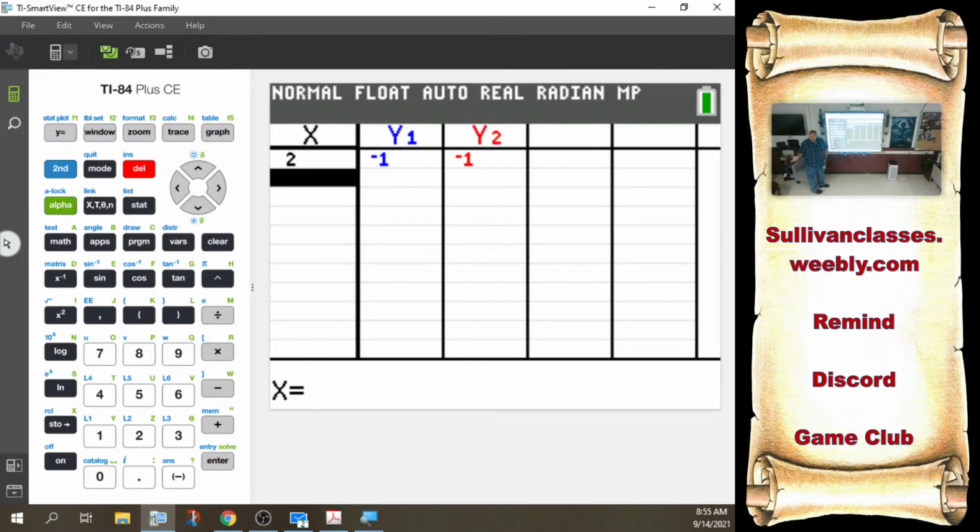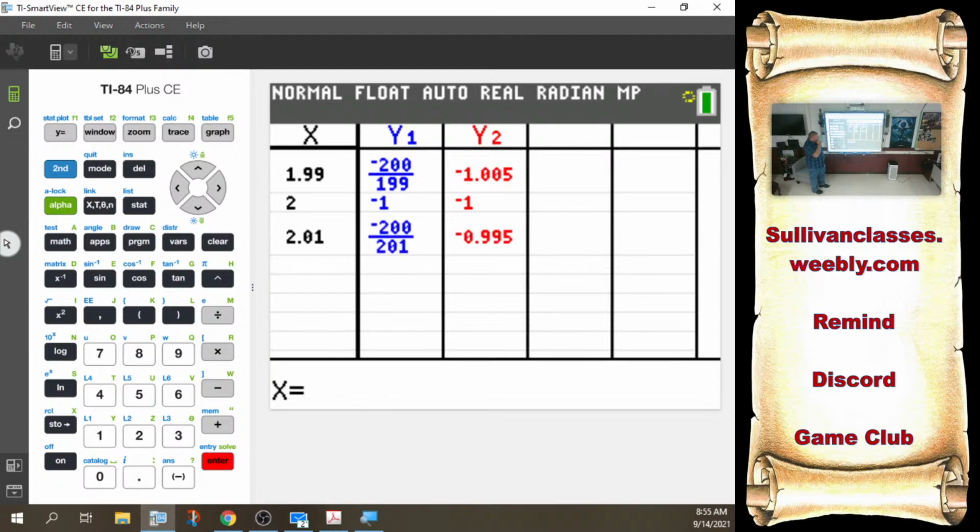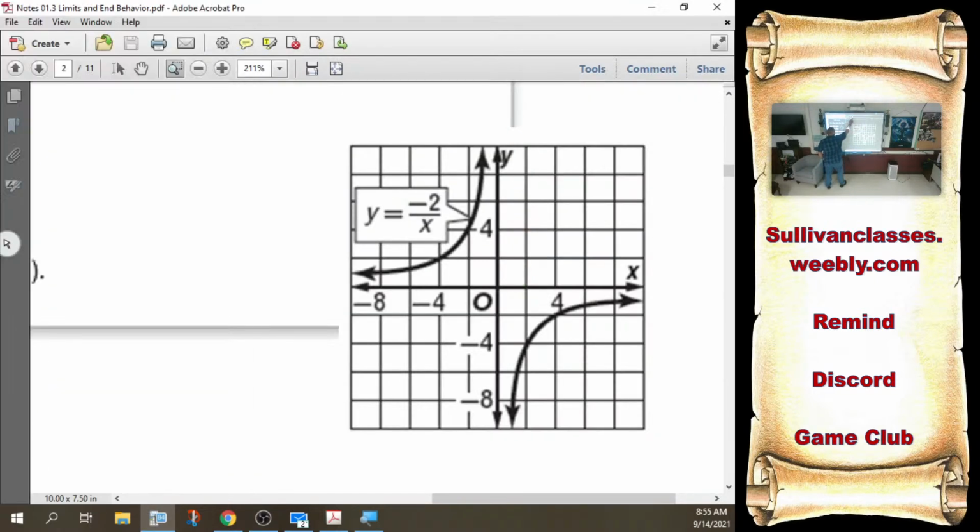I would put in 2. I'd put in really, really close to 2. And I see that it exists. And as I get close to 2 from both sides, it's approaching the same number. So the limit exists. And the limit is -1, because that's where it's headed.